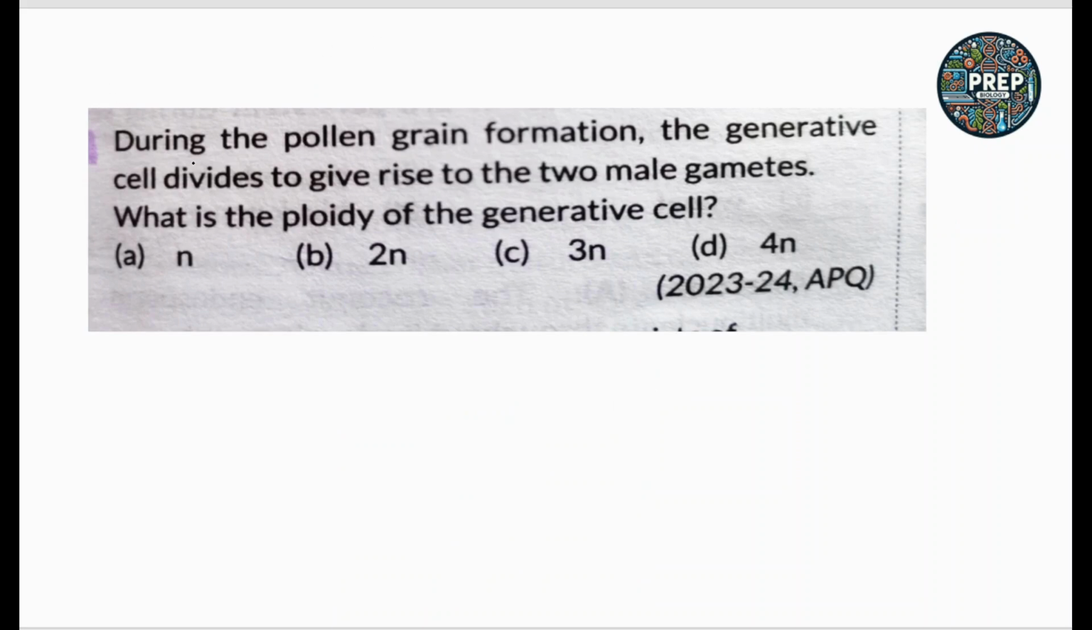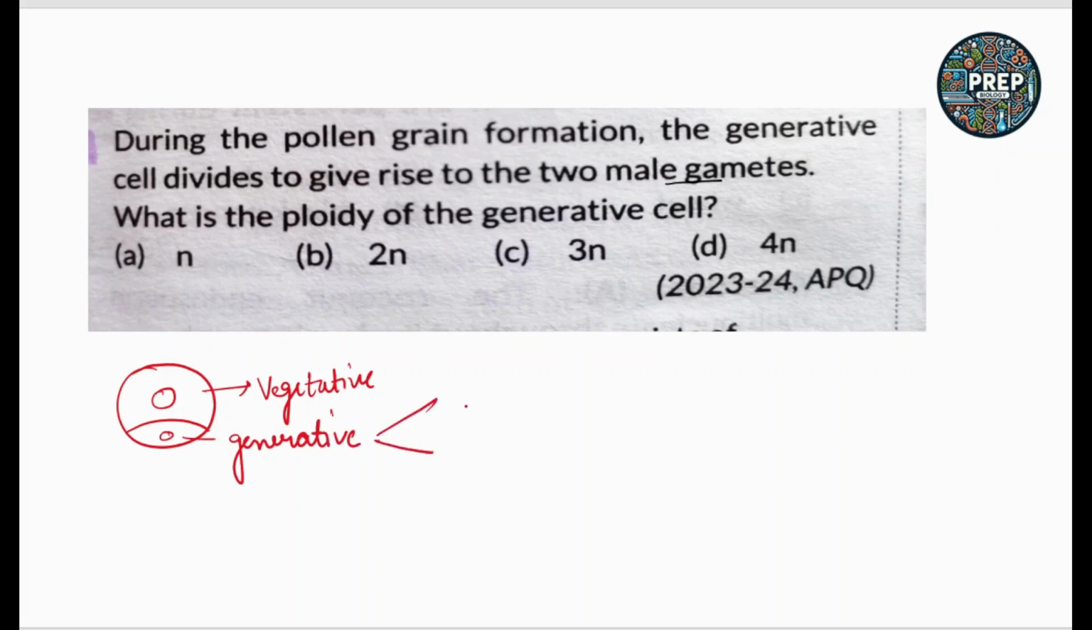So our first question is, during the pollen grain formation, the generative cells divide to give rise to the 2 male gametes. What is the ploidy of the generative cell? So as you all know, the pollen grains are the male gametophyte, and when it divides, the nucleus of the pollen grain divides into 2 cells. Okay, the larger one is the vegetative cell and the smaller one is the generative cell, and the generative cell further divides into 2 male gametes.